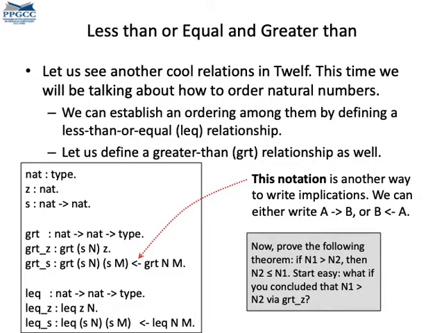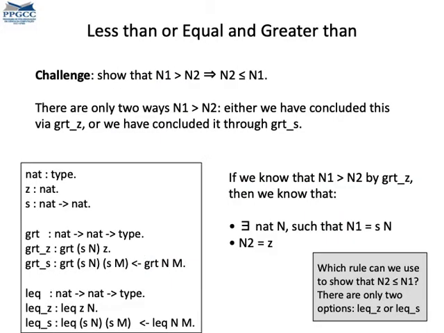I want to know now how to prove the following. If any1 is greater than any2, then any2 is less than or equal any1. There are two ways to have the premise of the theorem. Either we have greater than via the rule GRTZ or via the rule GRTS. What if we have GRTZ? In this case, we know that any1 has the form successor of a number, and any2 is 0. So how do we conclude that any2 is less than or equal any1?